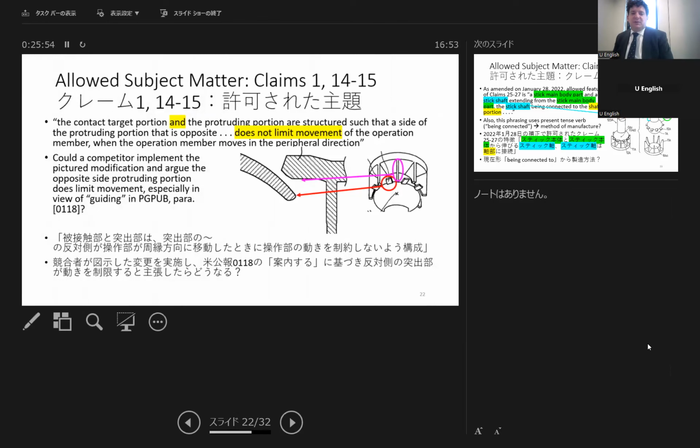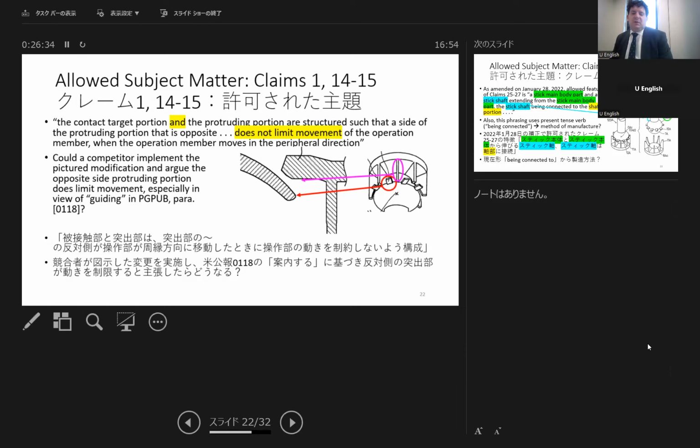So first, I want to address the original independent claims, 1 and 14 through 15. As I said a moment ago, we can see that we've got this added portion. And I want to call particular attention to the portion in the yellow highlighting. First, this being structured portion, we've got both the contact target portion and the protruding portion being structured this special way. So both of these are limited now. And we also have this part where we talk about not limiting movement.